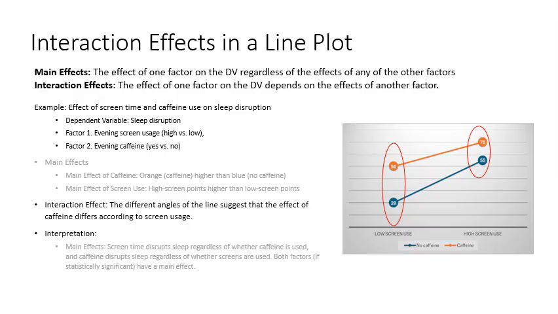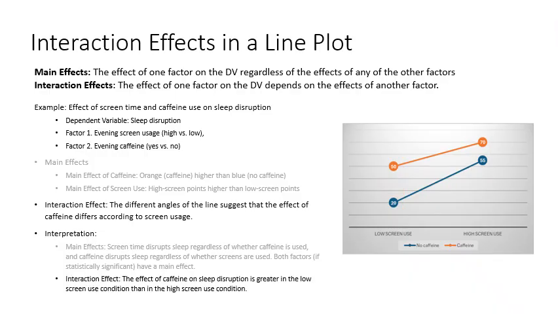So we would interpret the main effects as saying that sleep time disrupts sleep regardless of whether caffeine is used, and caffeine disrupts sleep regardless of whether screens are used. Both main effects. But the interaction effect we would just interpret by saying the effect of caffeine on sleep disruption is greater in the low screen use condition than in the high screen use condition. There's a greater gap between the points in the low screen use condition.